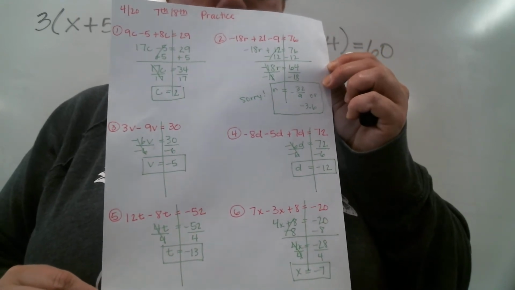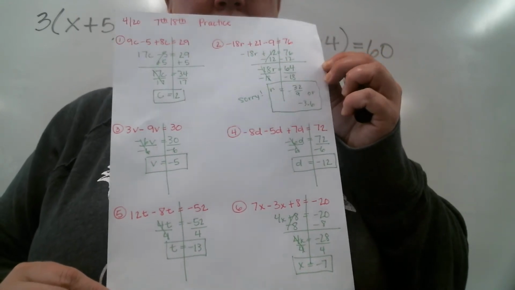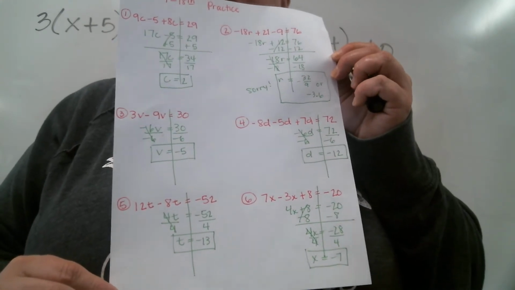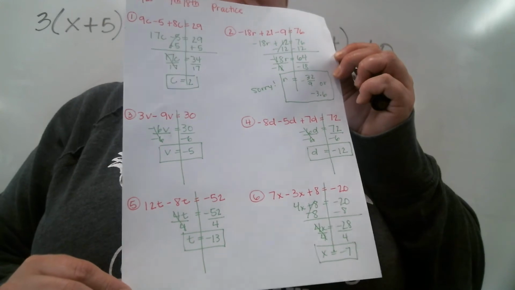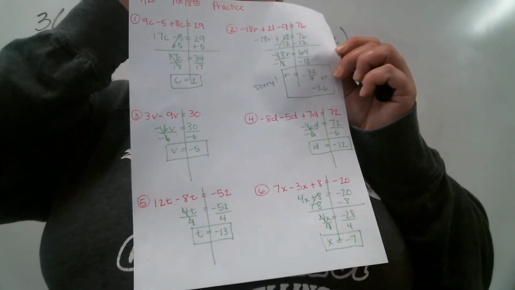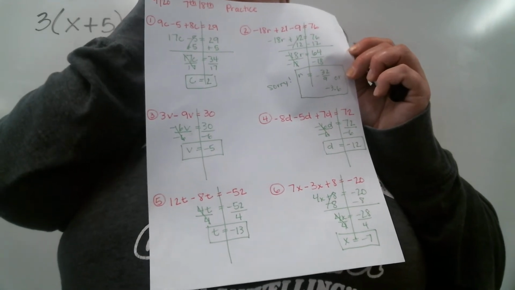Here are your practice problems from Monday. And this one right here, I normally try to write them to where they'll come out evenly. It's fine if they don't. So you just write it either as a fraction or as a decimal is fine. I just usually try to write them to where they come out evenly for you.